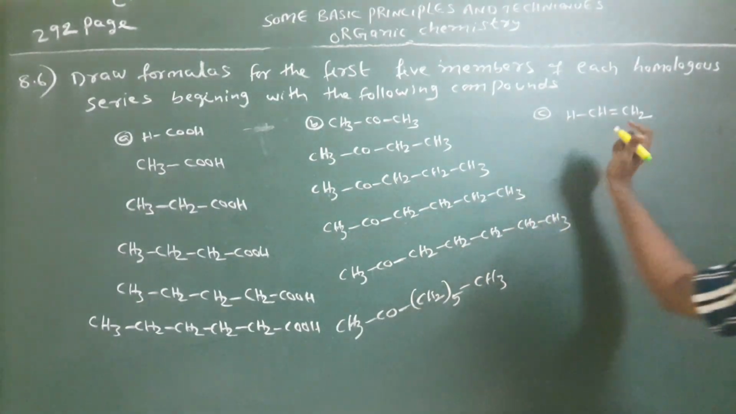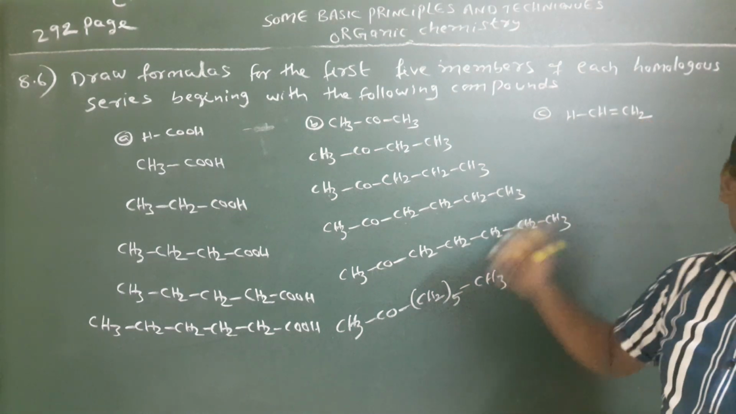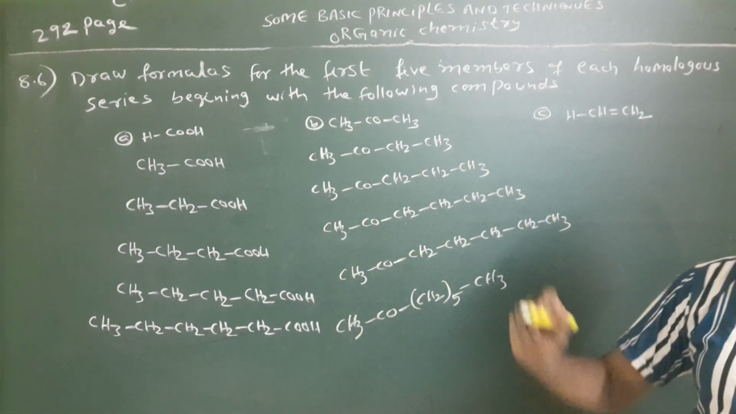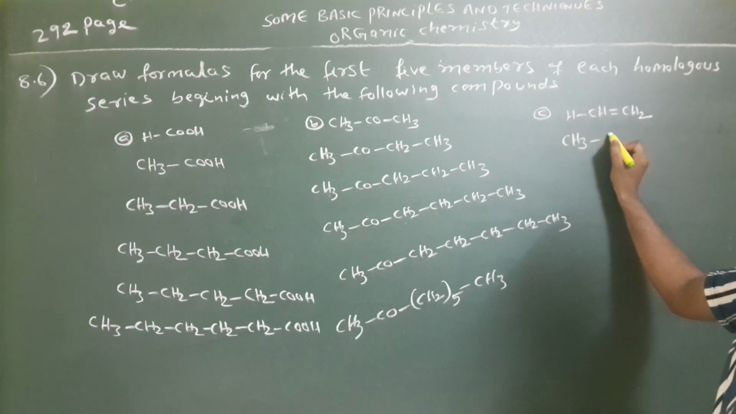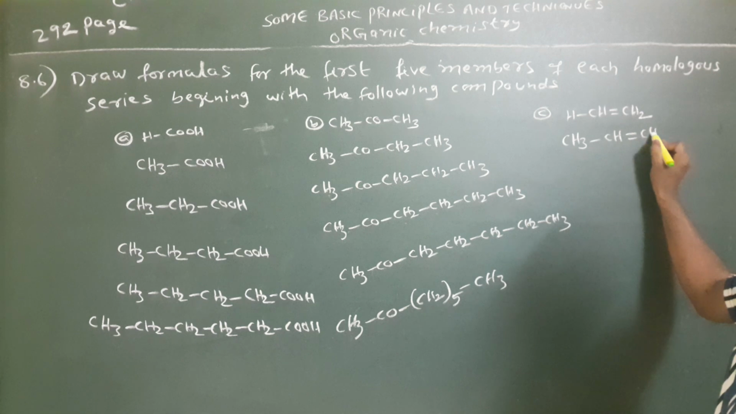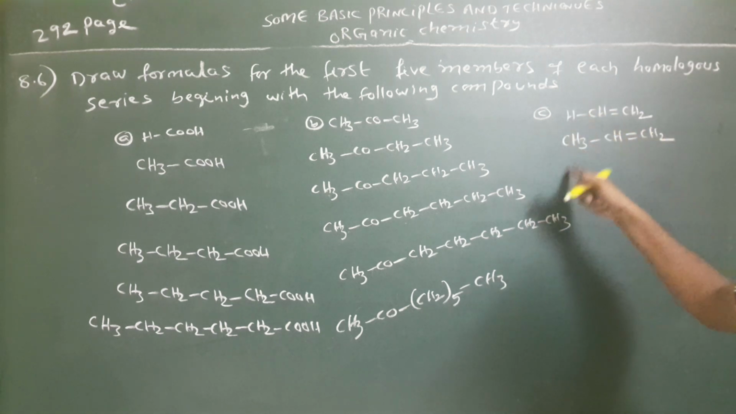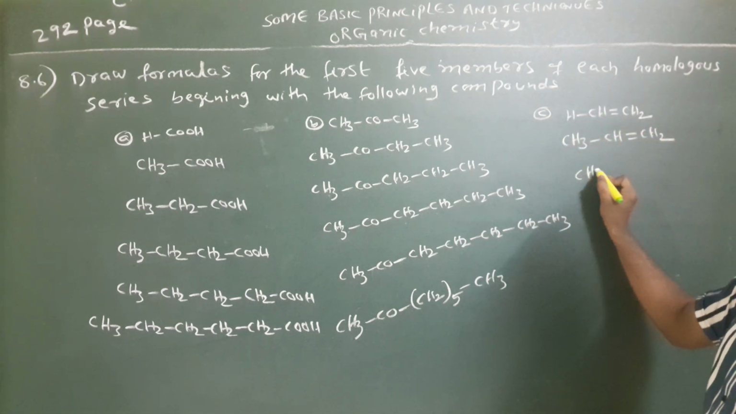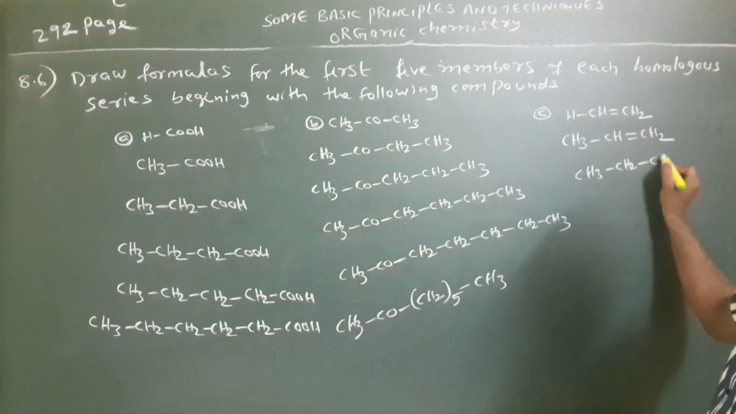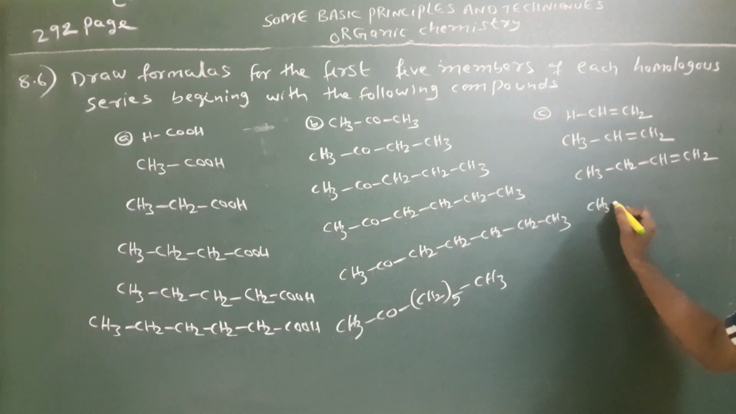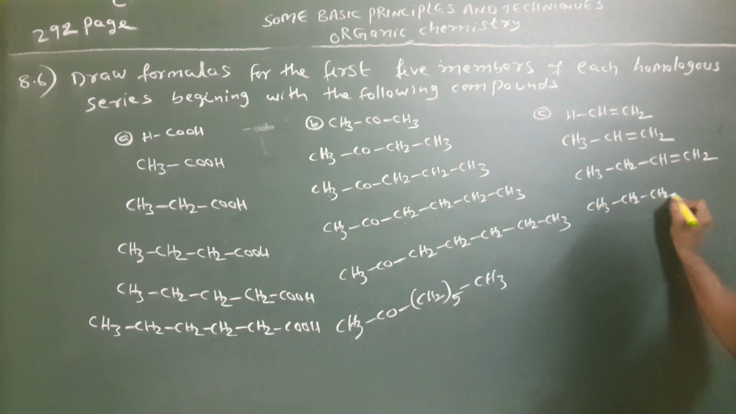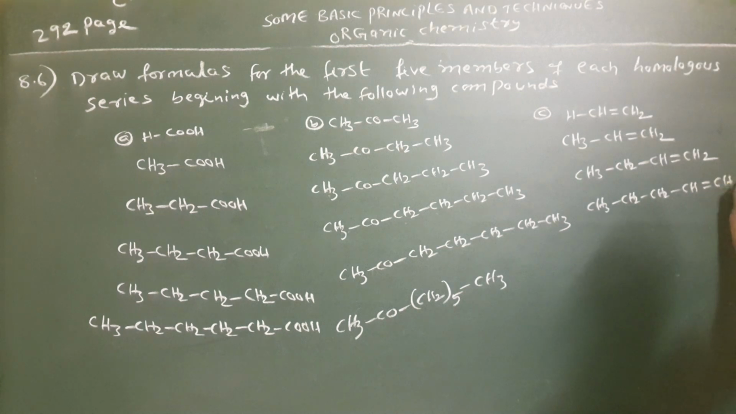Finally, ethylene, CH2=CH2. So differed by CH2. By adding CH2 we can get CH3-CH=CH2. So differed by CH2. Again CH3CH2CH=CH2. Again CH3CH2CH2CH=CH2. So 3 homologs.